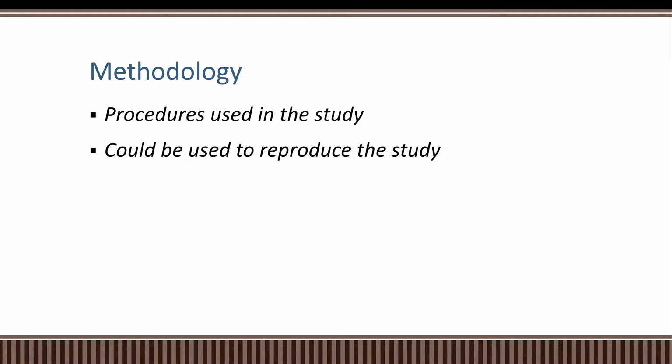The methodology section of your research paper needs to answer two questions. How was the data collected or generated? How was it analyzed? Your writing should be direct and precise. You should write it in the past tense. What were the procedures used in your study? And then, could someone else reproduce the study?